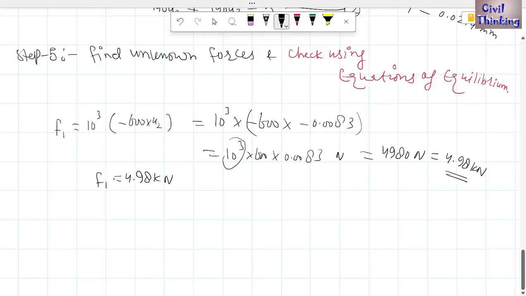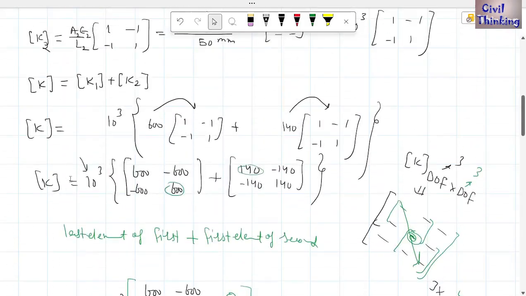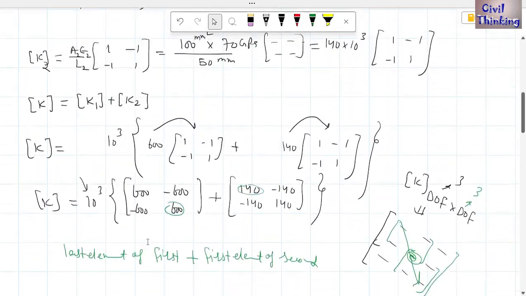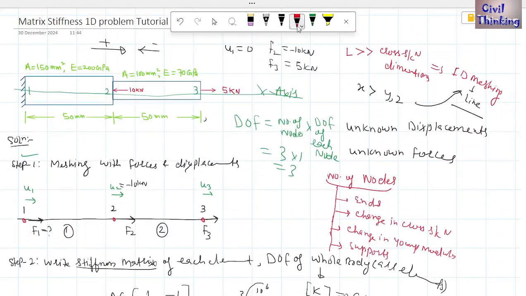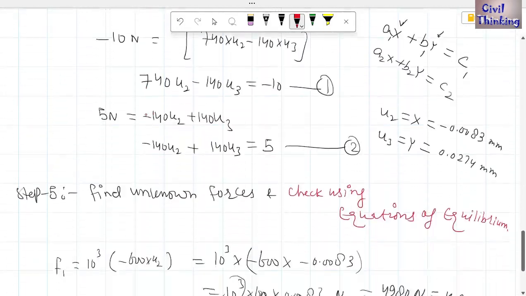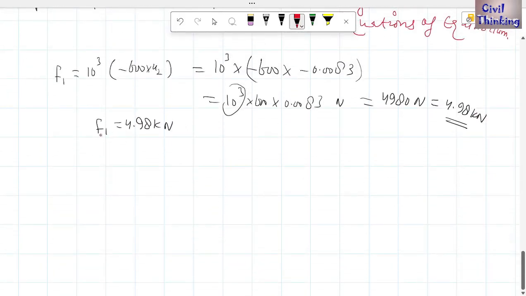But what is F1? Let us see here. F1 is here. Okay, this is F1. So F1 is the force at this fixed end, and the force at a fixed end is a support reaction. So we got a support reaction. Let us say the support reaction is R, and we got R as F1, which is 4.98 or something. So our support reaction is this, right?